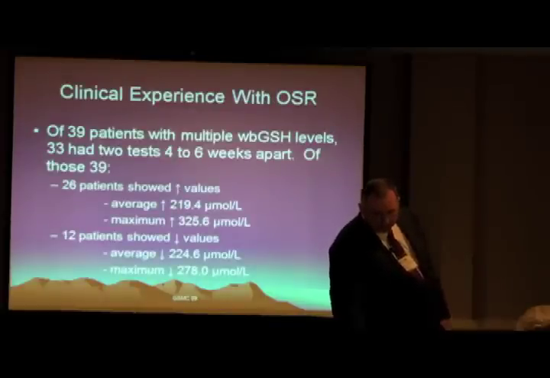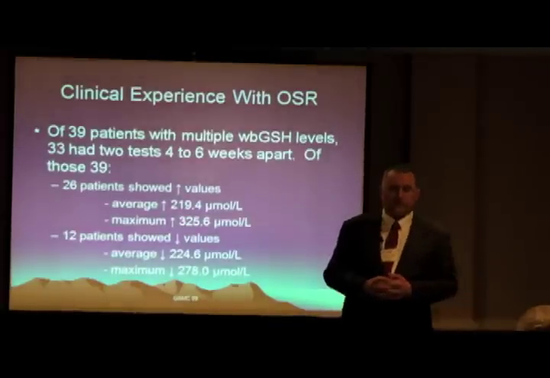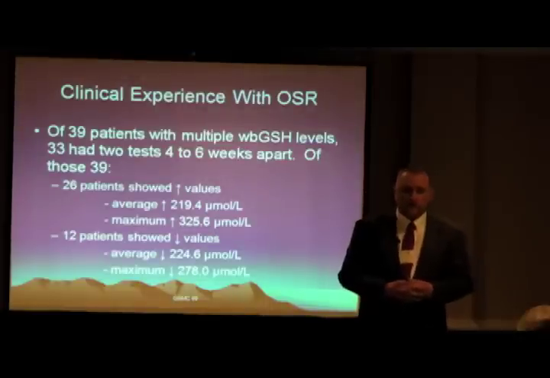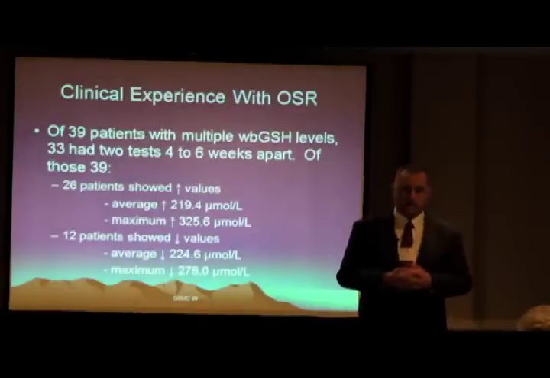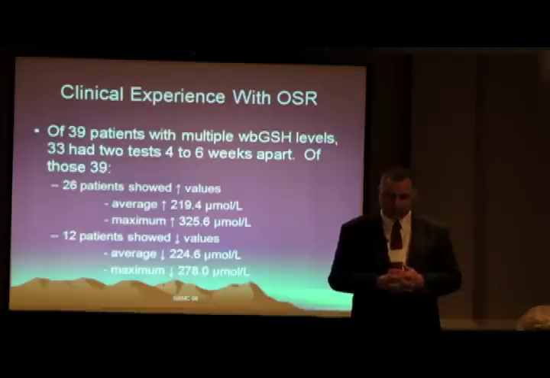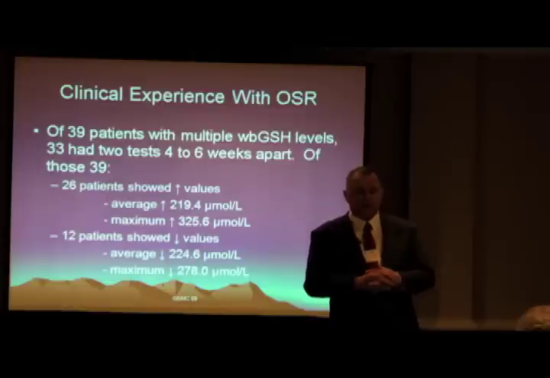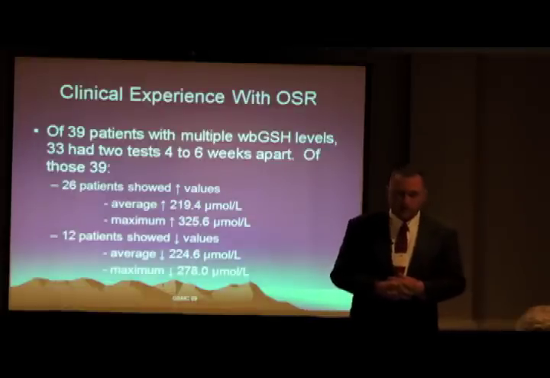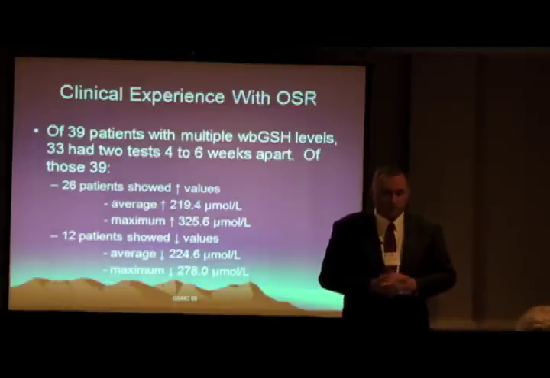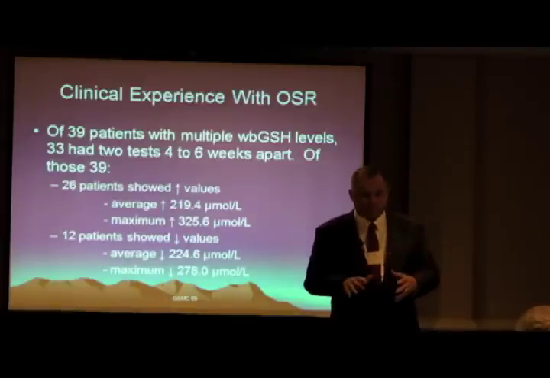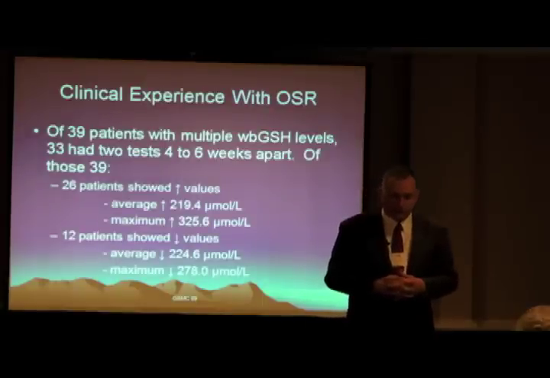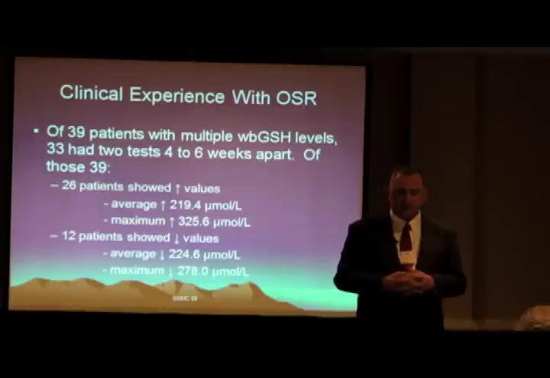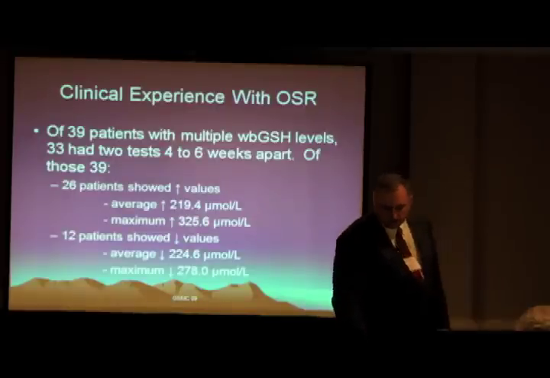Now, 39 patients had multiple whole blood glutathione levels, and 33 of them had 2 tests that were 4 to 6 weeks apart. Of those 39 patients in total, 26 showed an increase in value. The average increase was 219.4 micromoles per liter, and the maximum was 325. Now, 12 patients showed a drop in value after they'd been on OSR, and the average drop was 224.6 micromoles, and the maximum was 278.